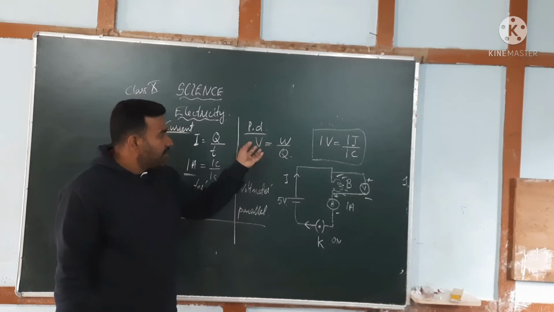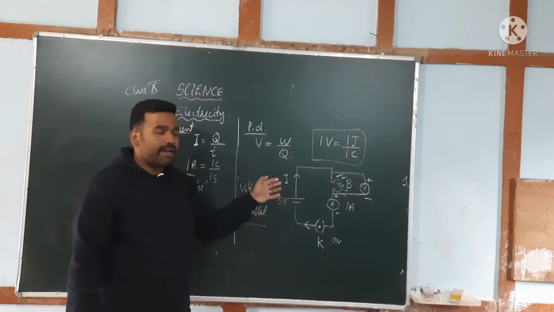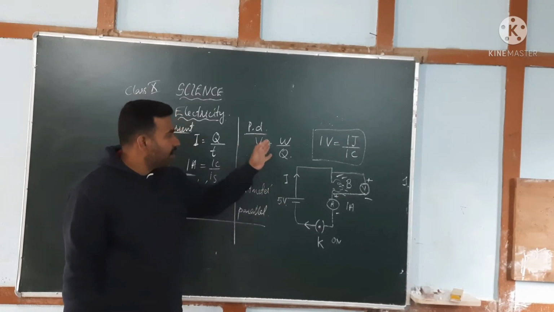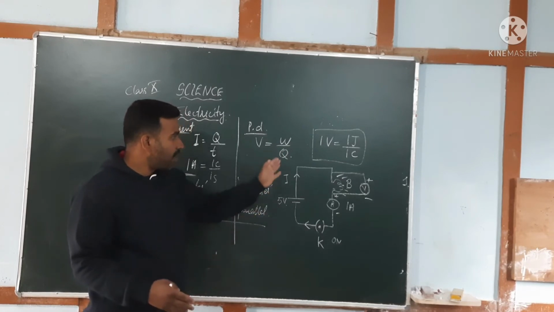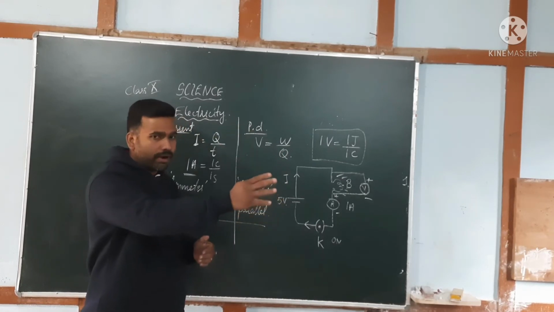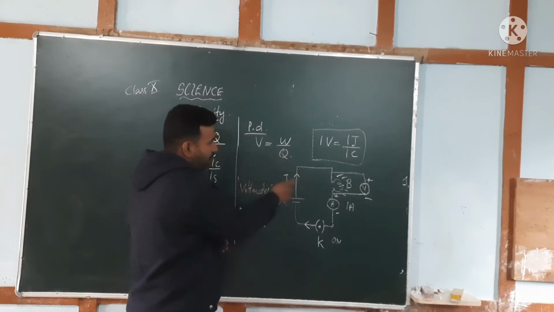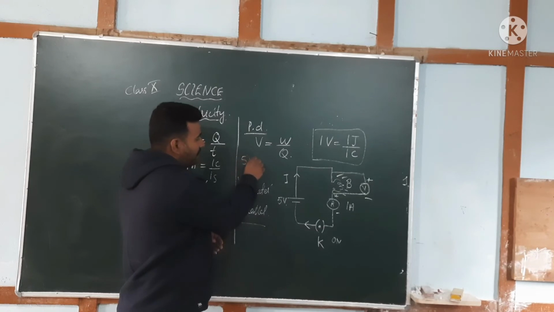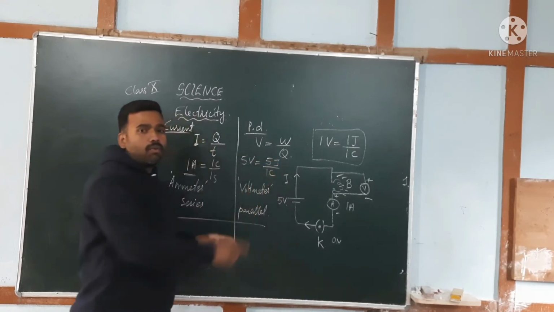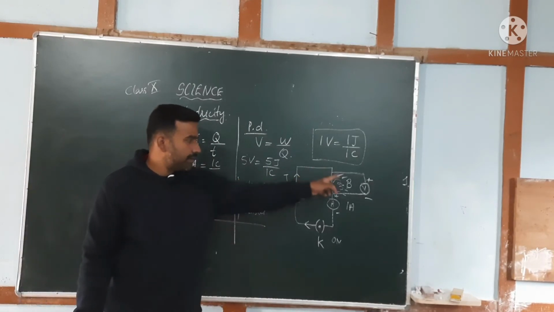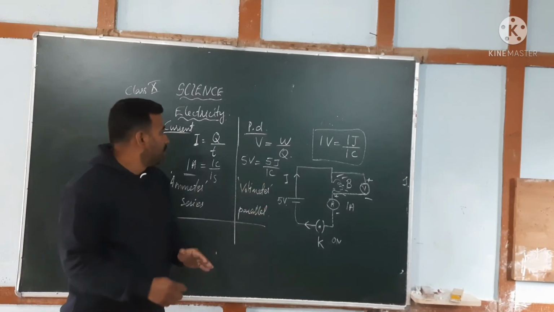So potential difference between 2 points of an electric circuit can be defined as the work to be done in order to move a unit charge, that means 1 coulomb, from one point to another point in the circuit. So for example, what do we mean by 5 volt? 5 volt means you need to do 5 joules of work in order to move 1 coulomb charge from one point to another point.